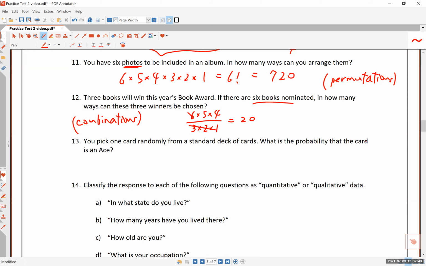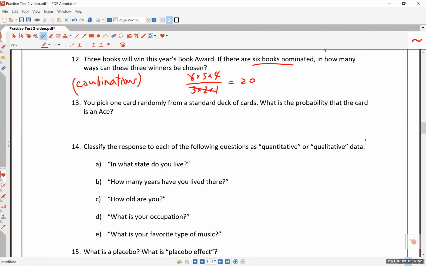Number 13, you pick 1 card randomly from a standard deck of cards. There are 52 cards. What is the probability that the card is an ace? You have 4 aces out of 52. And so the answer is 1 over 13. You don't have to find the percentage, by the way.